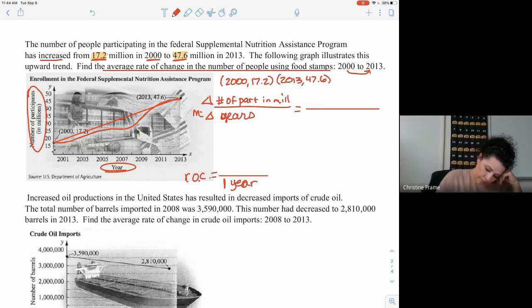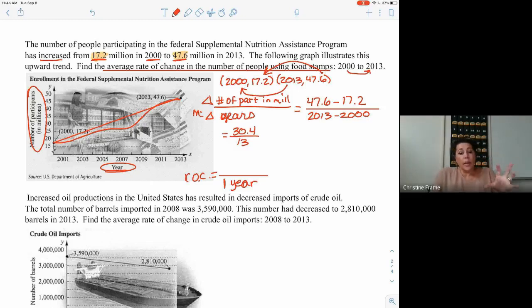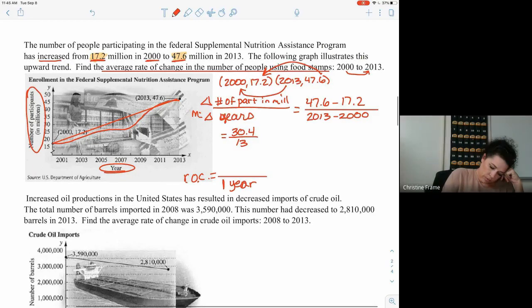So let's set that up as 47.6 minus 17.2, y sub 2 minus y sub 1, or change in y over change in x, 2013 minus 2000. And so here's what we get: 30.4 over 13. Okay, but we want average rate of change. That means that our denominator has to be 1. So what we're going to do is we're just going to divide.